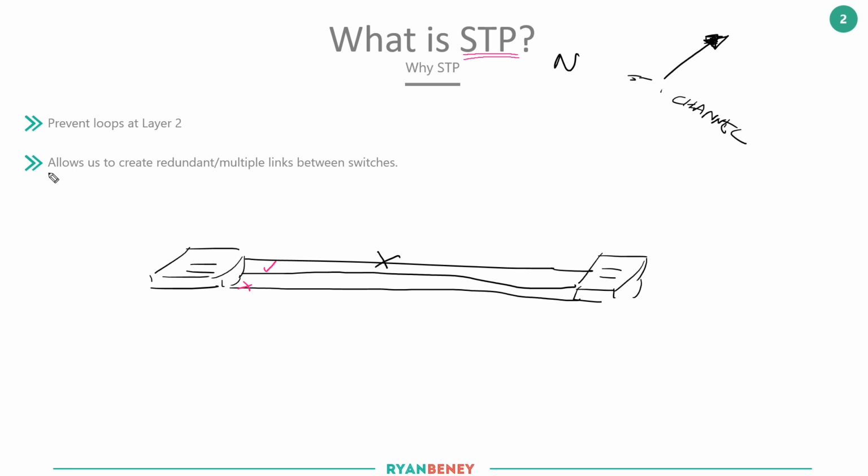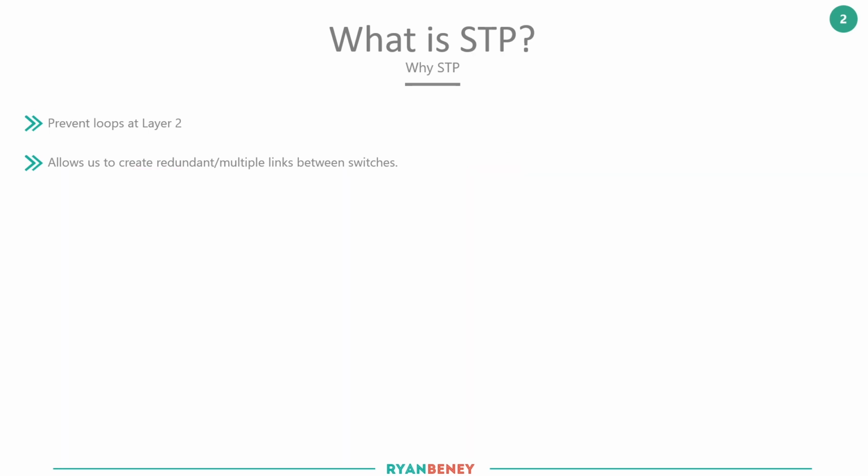So that's what I mean by it allows us to create redundant and multiple links between switches, which it does, but depending on how you set up spanning tree, it might mean that only one of those links is active at one given time, unless you use something like an Ether channel, or unless you start load balancing VLANs over the different links, which I'll come on to in a different video. Okay, I know this is a lot of information, hopefully it's good so far.